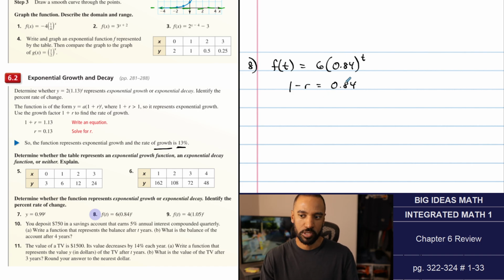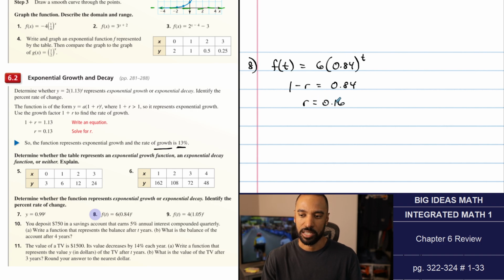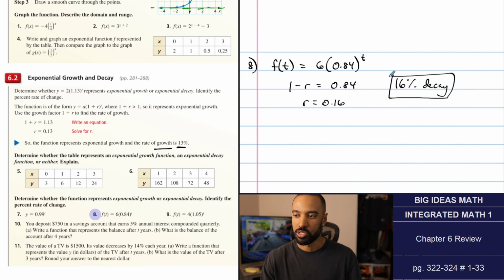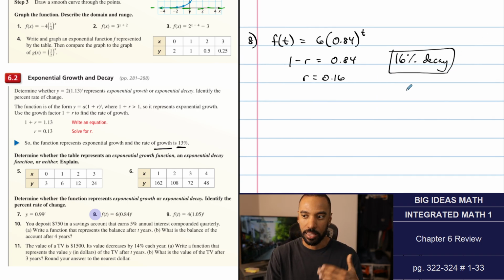You subtract 0.84 from 1 on both sides, and you get an r value of 0.16. So that's where it comes from, right? But it is a minus. So this does mean it's a 16% decay. Decay rate of 16%, that's what happens. So your numbers shrink every time that t increases by 1. They shrink 16%.